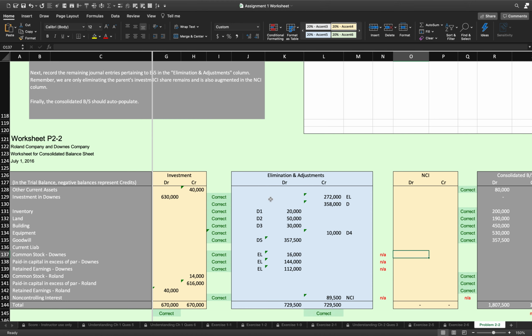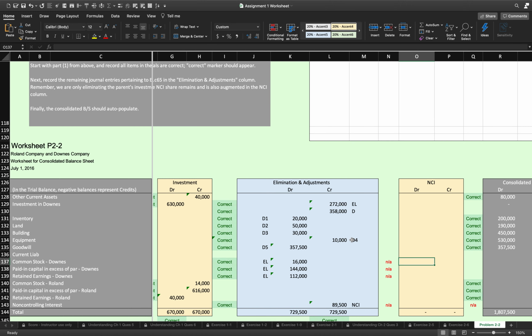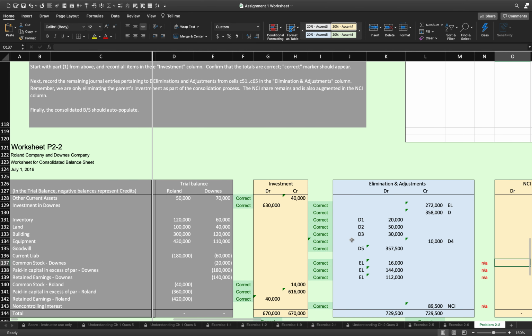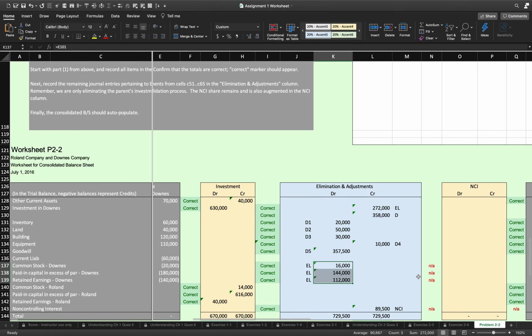All right, welcome back. We want to go ahead and take a look at the NCI share now. We know that we have taken away 80% of these amounts. So, really, what remains is the NCI's share, right? If this shaded part represents 100% of Down's equity, and it does, and we have taken away 80% of those amounts here, then what remains must be the 20% share that is owned by non-controlling interest. So here we just need to simply identify what that is.